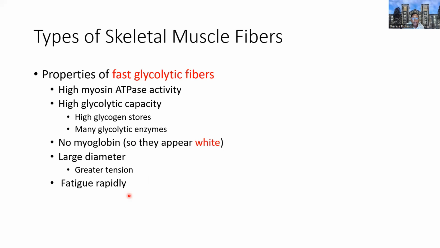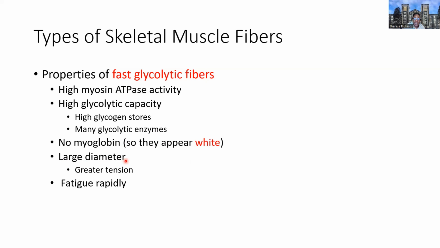Next is the fast glycolytic fibers. So again, on the opposite end of the spectrum, these have a high or fast myosin ATPase activity. They have a higher glycolytic capacity, which means they have lots of glycogen being stored and lots of glycolytic enzymes in order to break those glycogen stores down. They have no myoglobin. Again, they don't need to have that being stored, and they appear white for that reason instead of red. They have a larger diameter, so they're thicker, which means that they can produce more force, right?